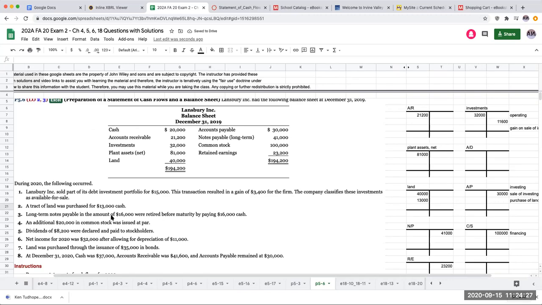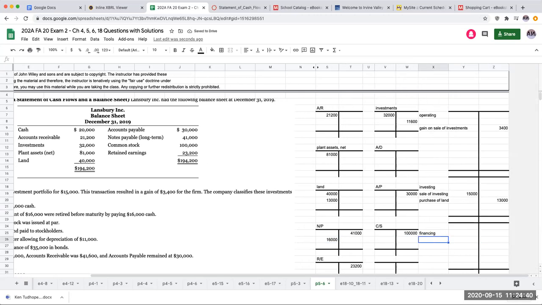Long-term notes payable in the amount of $16,000 were retired before maturity by paying $16,000 cash. So, notes payable. This is going to go into my financing section. Let's see, retirement of notes payable, and this is going to be $16,000.